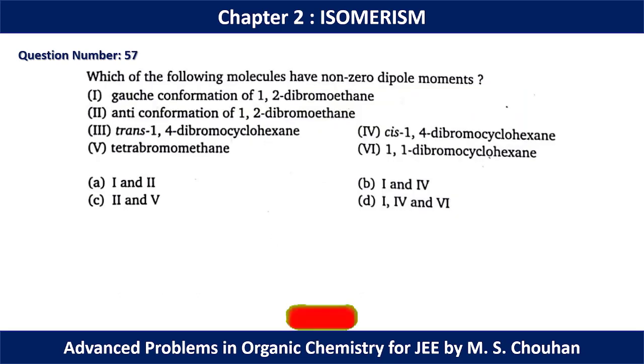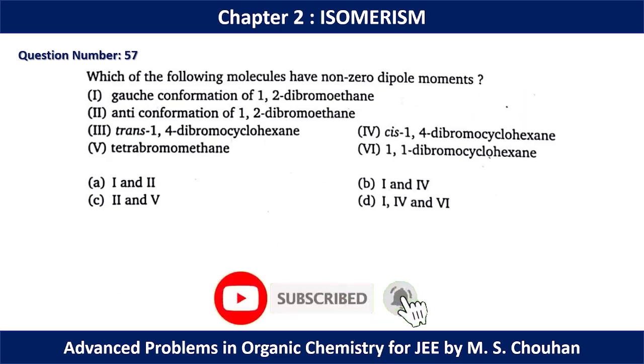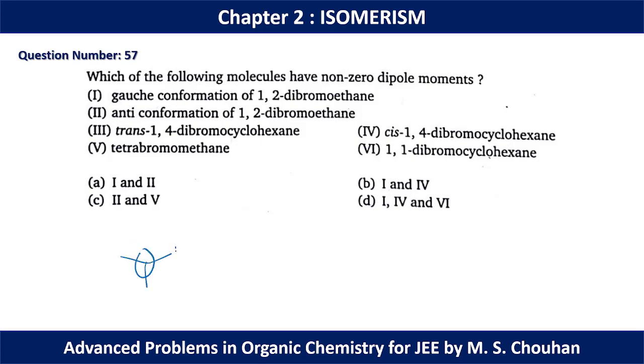In question number 57, which of the following molecules has a non-zero dipole moment? We should go for the structures in this case, otherwise it is very difficult to explain. The gauche conformation of 1,2-dibromoethane will look like this. In the gauche conformer we have two bromines present in this position, so obviously we have two dipole moments present here, and this will give a non-zero dipole moment. So the gauche conformation of 1,2-dibromoethane will obviously give a non-zero dipole moment.